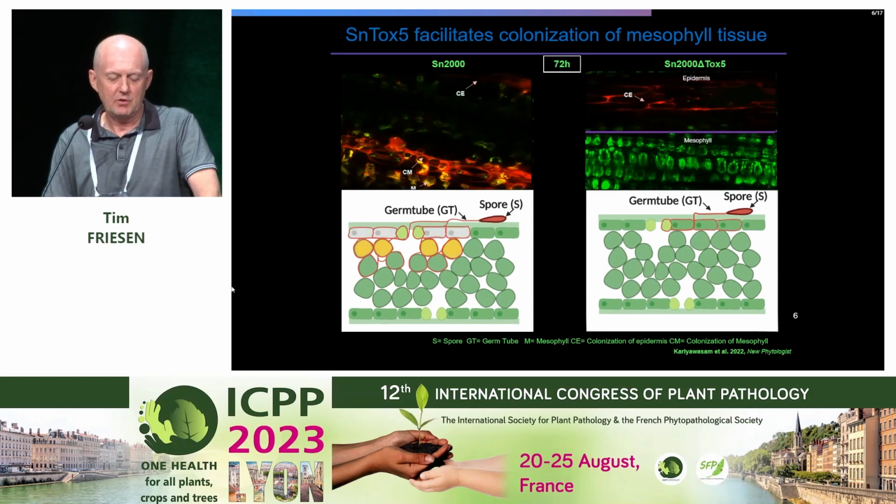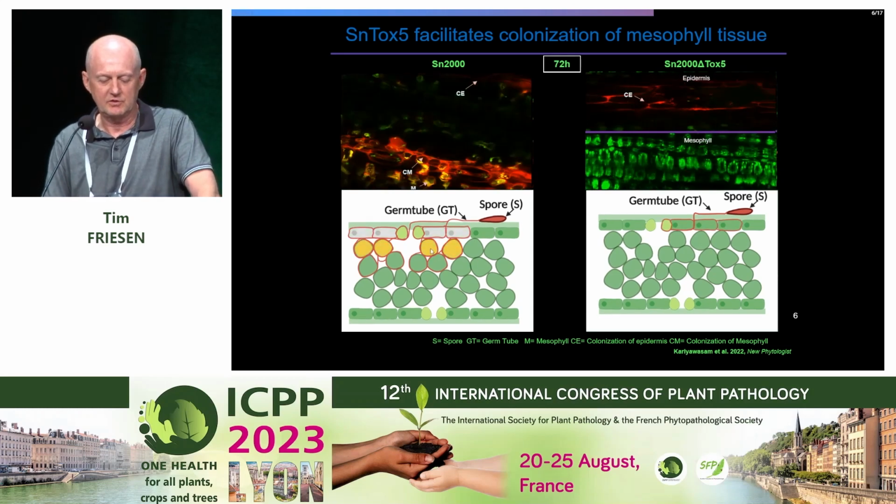So by 72 hours, we're starting to see some necrosis. You can see here by the red, the cellular breakdown in the top of the mesophyll, but the pathogen is building its biomass out in front. Over here, we only have a small amount of colonization of the epidermis, and you can see here the mesophyll area is completely clear.